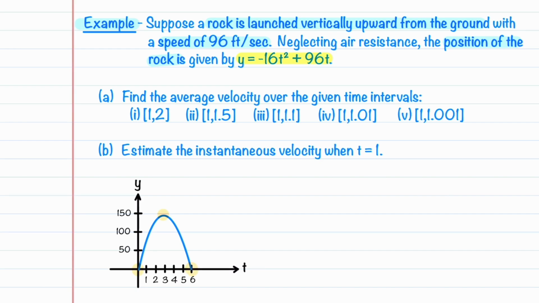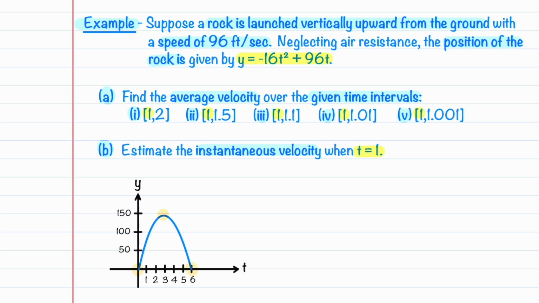We're going to find the average velocity over these given time intervals. Here's our first interval, second, third, fourth, and fifth intervals. Notice that in each of these intervals, our time starts at 1. After we find the average velocity, we are going to estimate the instantaneous velocity when t is equal to 1.